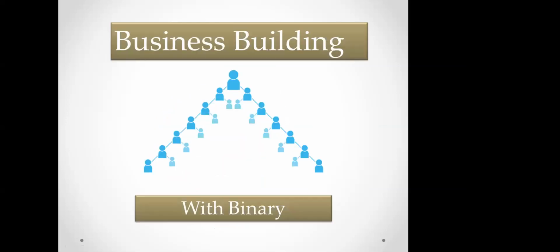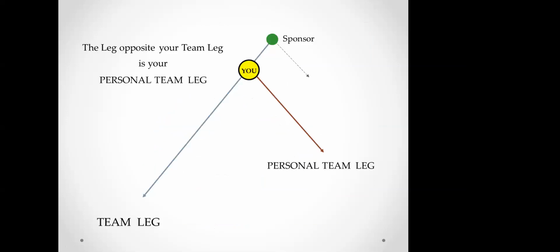Okay, so this is where we get into those steps that we talked about earlier. And this is where it gets really, really exciting. So the leg opposite of your team leg, and again, your sponsor's up here, so the blue line represents your team leg. The opposite leg is your personal team leg. And that'll make more sense in a minute. This is your team leg because you're getting spill from above. And this is your personal team leg.